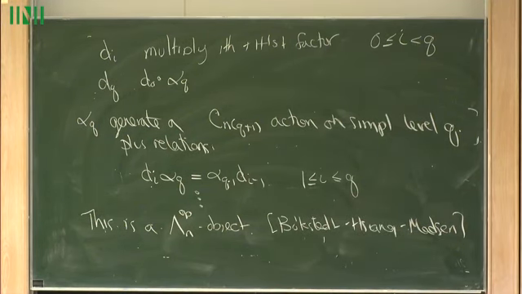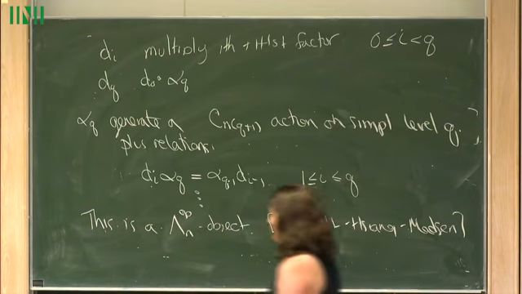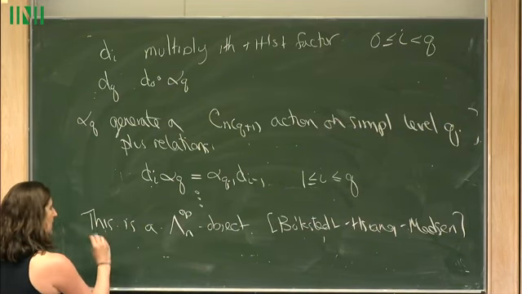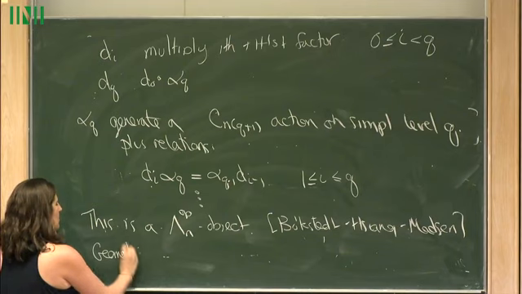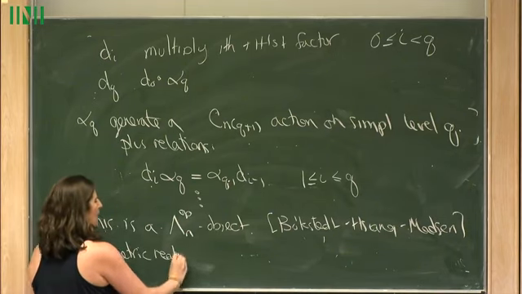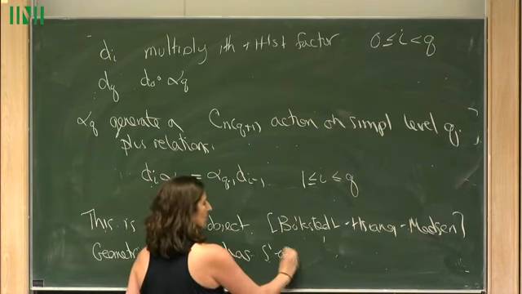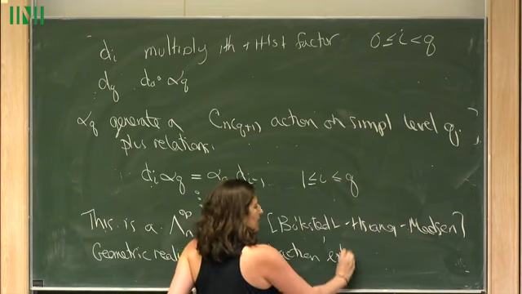And nicely, Bökstedt, Chang, and Madsen tell us what happens when you geometrically realize something like this. They prove in that original paper about TC that the geometric realization of an object like this has an S1 action extending a simplicial Cn action.